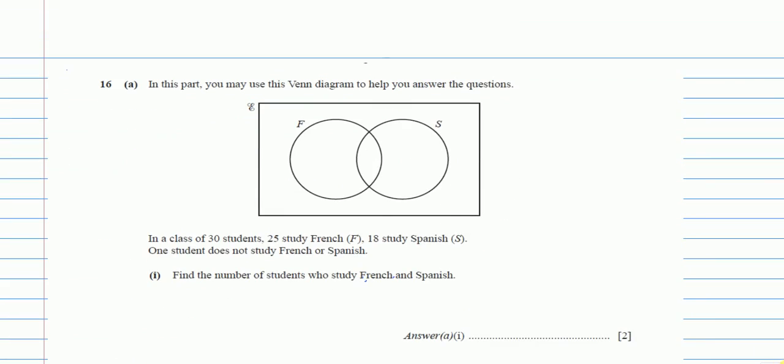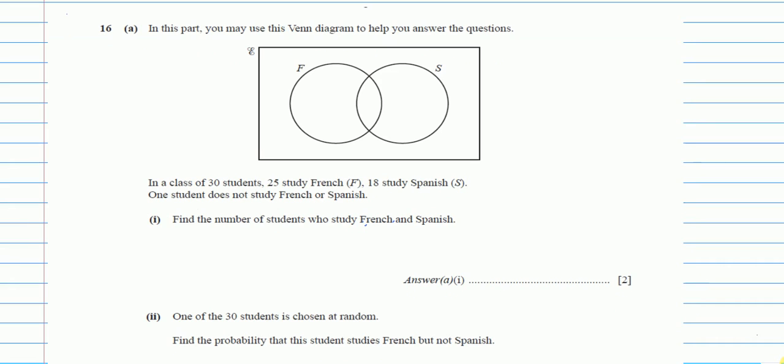Question number 16. In this part you may use this Venn diagram to help you answer the question. In a class of 30 students, 25 study French, 18 study Spanish, and 1 student does not study French or Spanish. So one of the students does not study anything, and what we have to find is the number who study both French and Spanish. So this is what we are looking for here, and let me call it x.